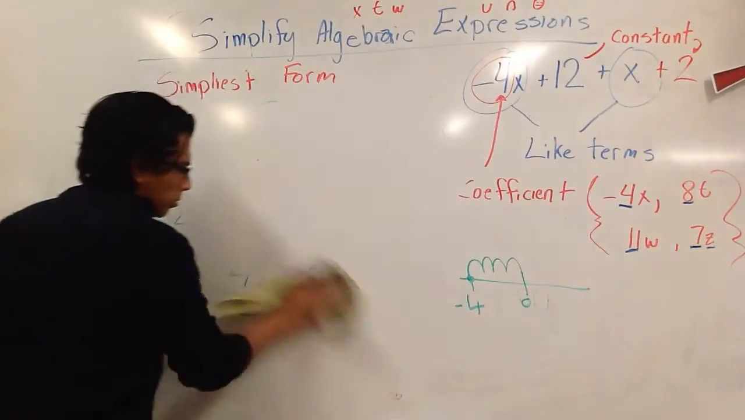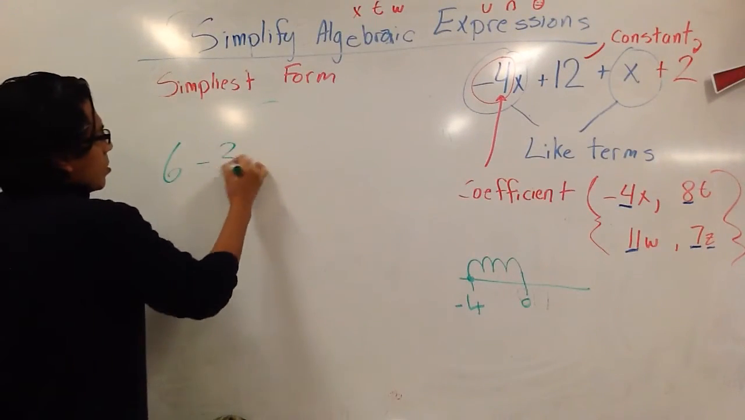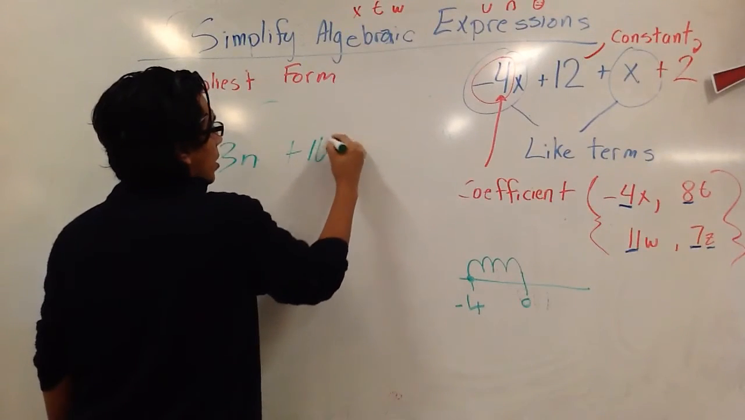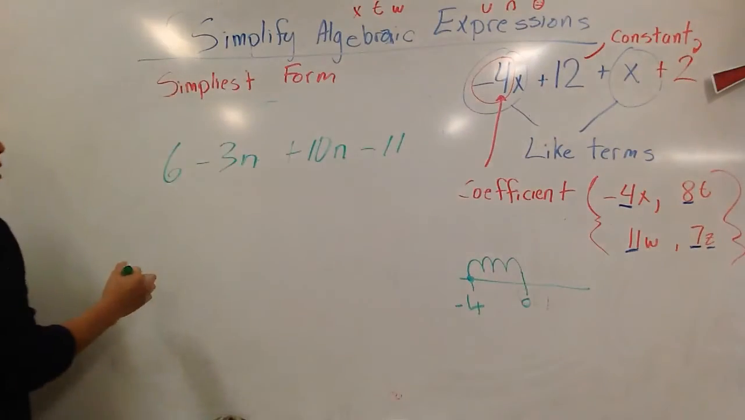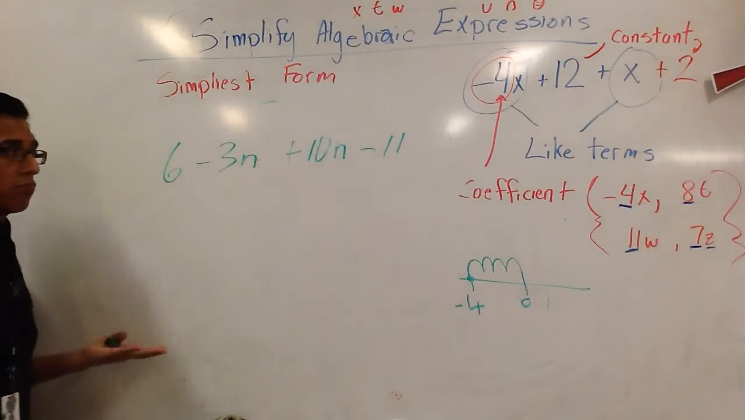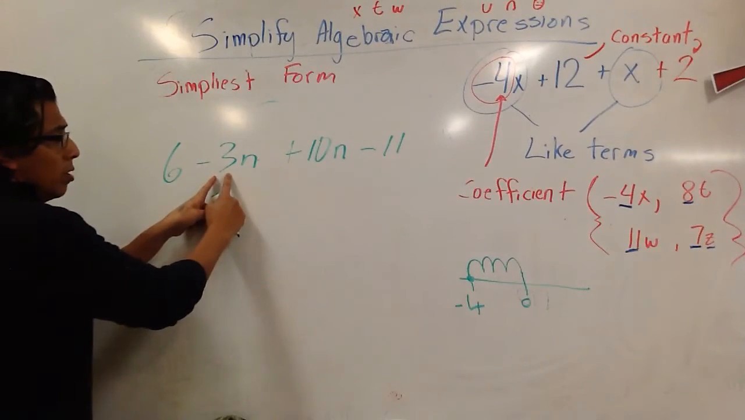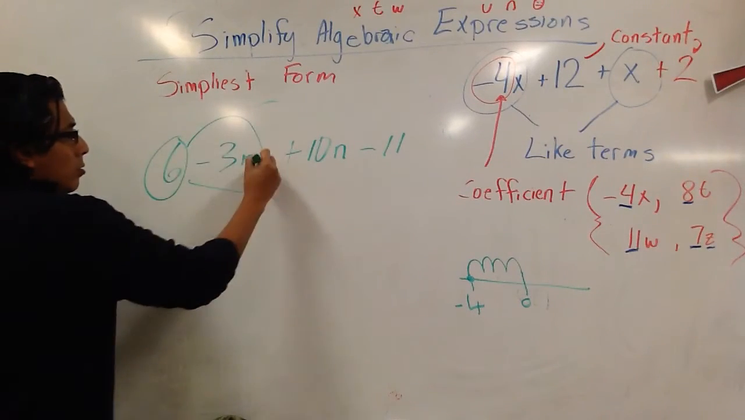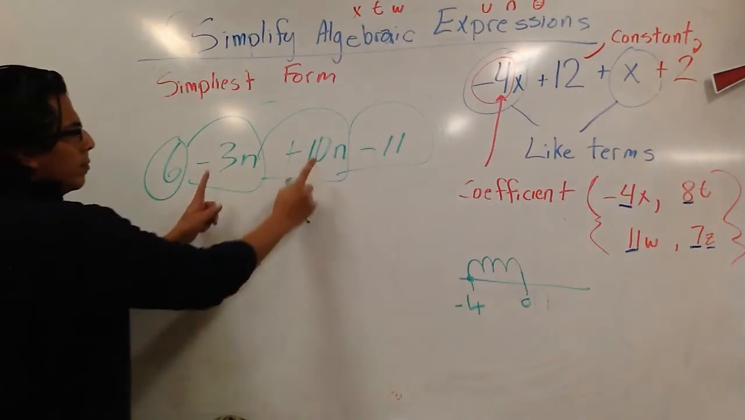Okay, next one. How about 6 minus 3n plus 10n minus 11? All right, like terms: n's. Constants. Coefficients: 3 and 10. All right. Circle it with the operation.